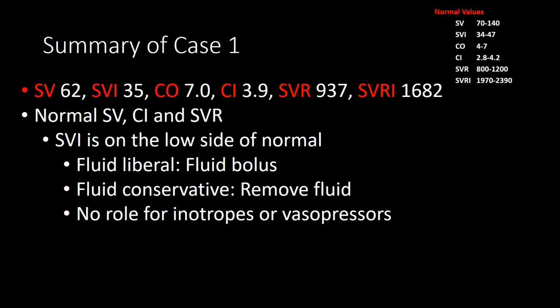So in summary, we have a stroke volume of 62, a stroke volume index of 35, cardiac output of 7.0, cardiac index of 3.9, systemic vascular resistance of 937, and systemic vascular resistive index of 1,682. And Dr. Murthy put the normal values for us in the upper right-hand corner just as a reference. But this patient has a normal stroke volume, a normal cardiac index, and a normal systemic vascular resistance.